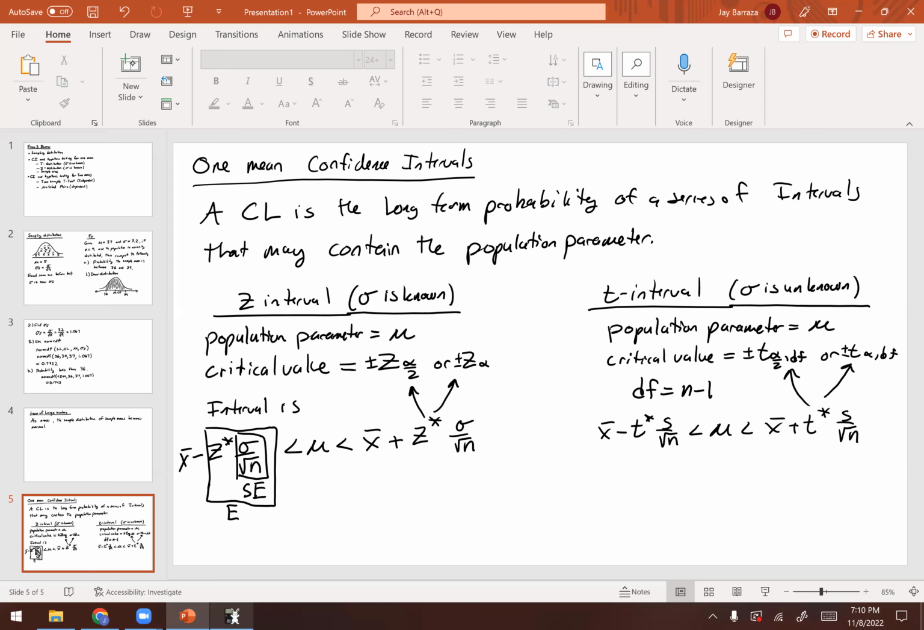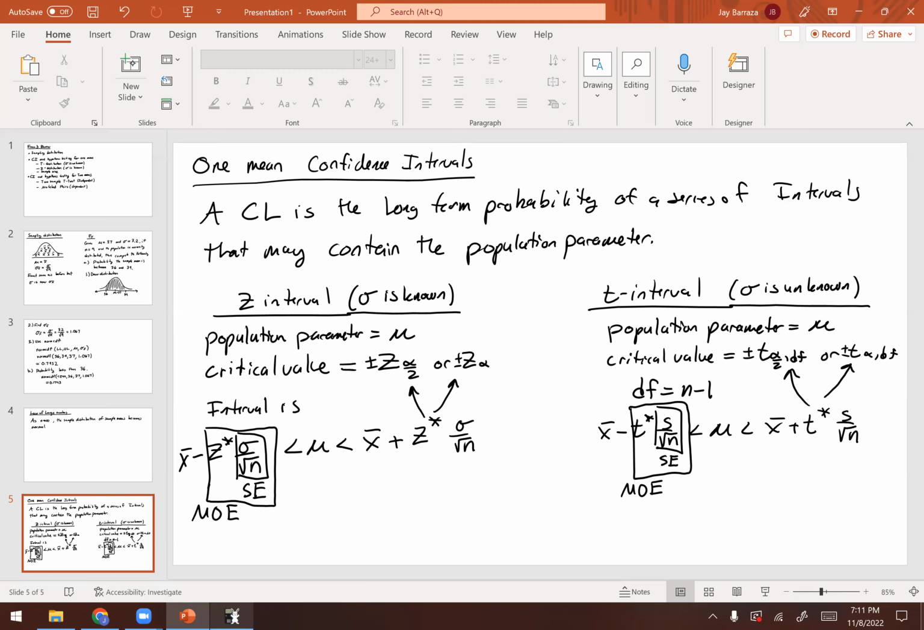I won't make it where you'll have to know the difference between the two, because maybe I created that confusion by accident and I didn't mean to. Different textbooks use slight variations on that definition. So once again, this is the standard error, and the whole thing together is the margin of error. I'll just put MOE to make it more obvious.